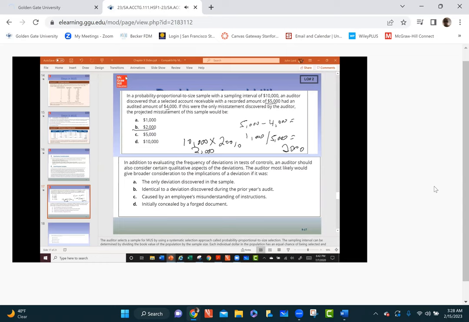But then again, maybe we have a client that we have known has a problem applying this particular control, and we can design around that by doing what? Increasing the nature, extent, and timing of our substantive procedure. So we're not as concerned about that. Employee misunderstood the instructions. Well, that's giving me some concern, and I might want to look deeper into why they misunderstood that. But again, I can design around that in my substantive procedure.